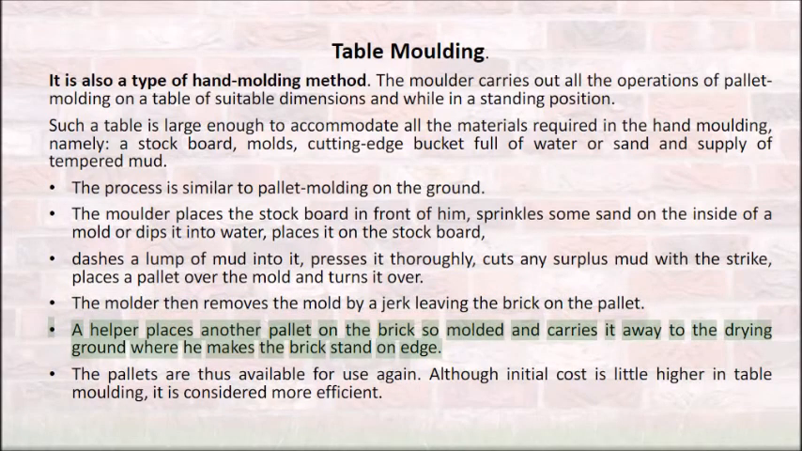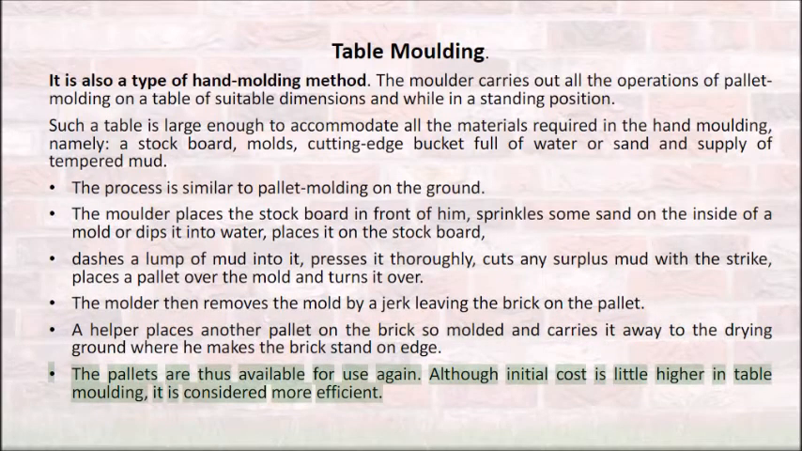A helper places another pallet on the brick so molded and carries it away to the drying ground, where he makes the brick stand on edge. The pallets are thus available for use again. Although initial cost is a little higher in table molding, it is considered more efficient.